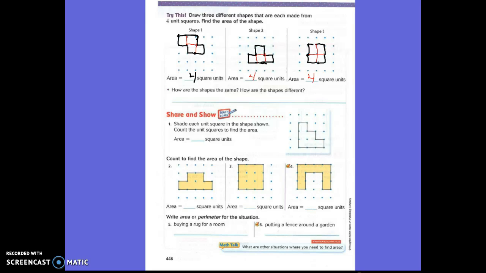How are those shapes the same? Everyone? They all have 4 units. So all of their areas are the same. So write that: all of their areas are the same. All the areas are the same, but how are they different? You said they all look different.